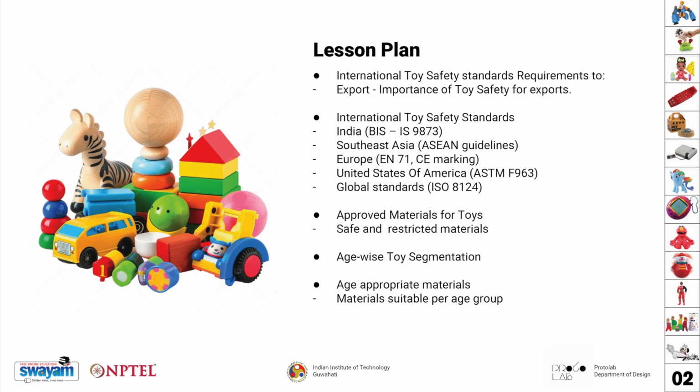Second, the international toy safety standards of different regions, such as India, Southeast Asia, Europe, and the United States of America, and global standards. Third is approved materials for toys, safe and restricted materials. And fourth is age-wise toy segmentation. And the fifth topic is age-appropriate materials, materials suitable per age group.